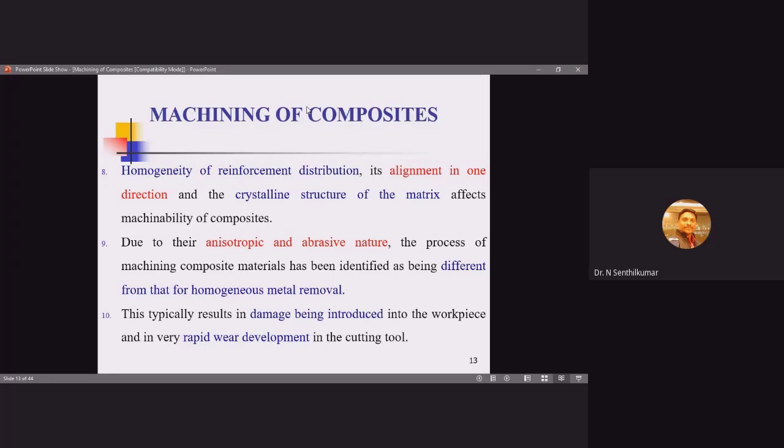So this results in damage being introduced into the workpiece, because the particles will be pulled out, or the particles will be suppressed, or the particles will be sheared. These are the three cases that we will be seeing later on. When a cutting tool comes in contact with the reinforcement particulates, it wears more because of the high hardness and toughness of the ceramic particles. The ceramic particles are very hard and very tough, so when a cutting tool comes in contact with them, it wears heavily.